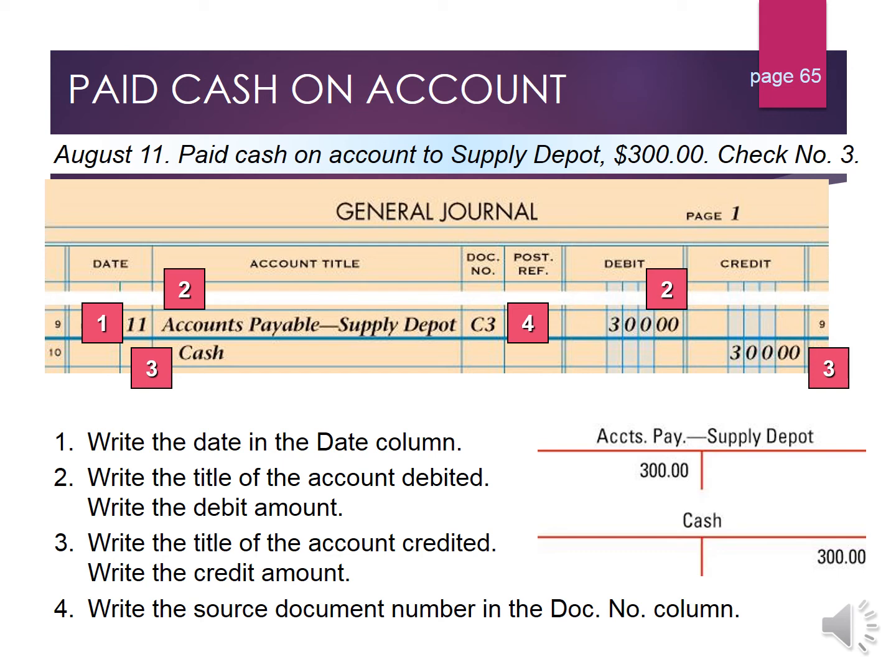Please review your work. Make sure you did not rewrite the word August, that you capitalize A and P in accounts payable, that you capitalize the S and the D in Supply Depot, that you capitalize the C in cash. Then check your cent column to make sure you did not leave that blank.